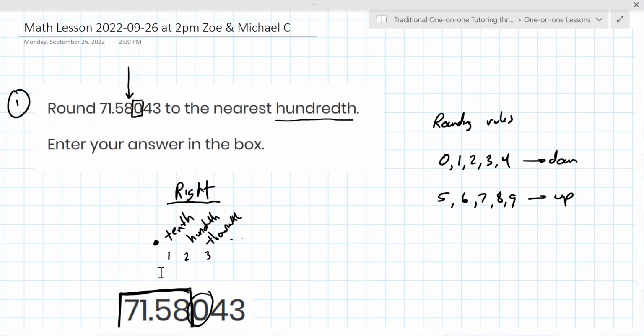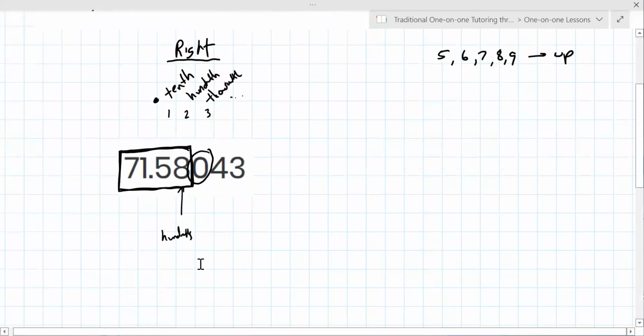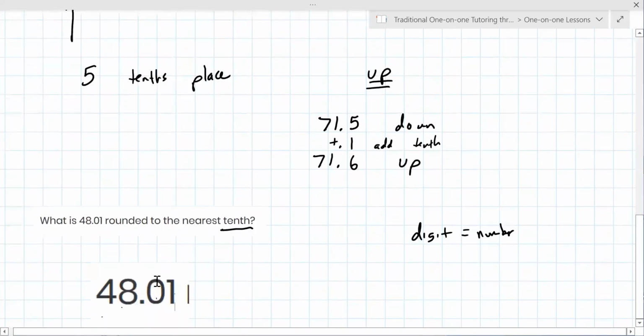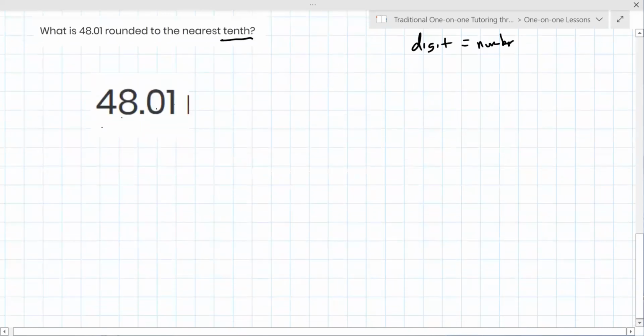And maybe it's because you want to say the ones, but the tenths is always to the right of the decimal. Yeah. Okay. So which digit is in the tenths position? Is it the 4, the 8, the 0, 1? Which is in the tenths position? 4.